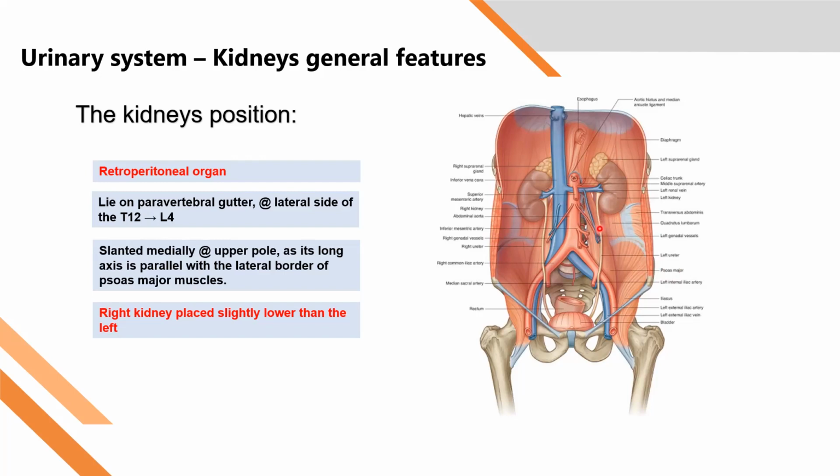This is so because of the position of the psoas major muscles, the kidney is situated slanted medially. The second fact that you have to know is that the right kidney is placed slightly lower than the left kidney.